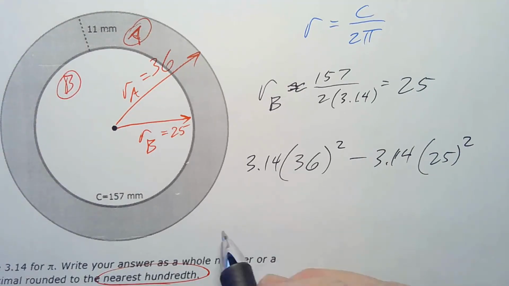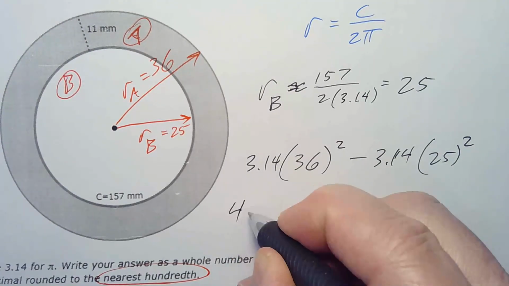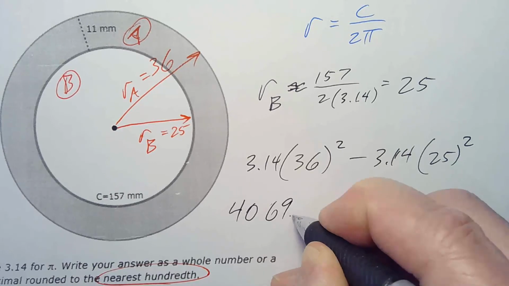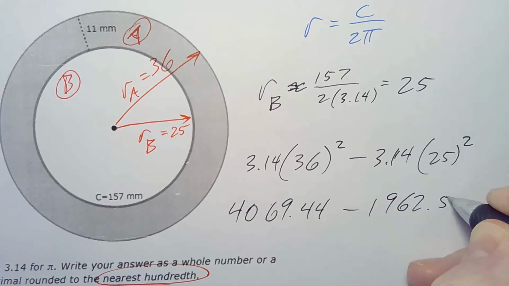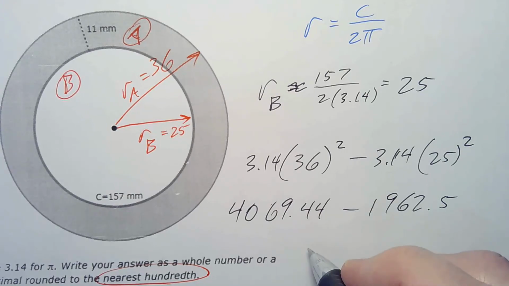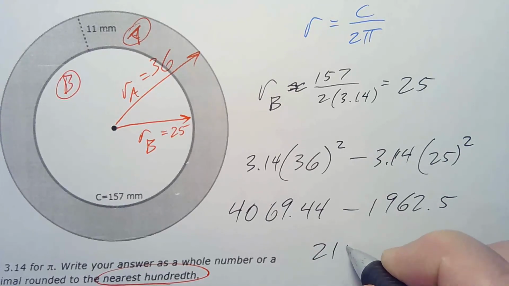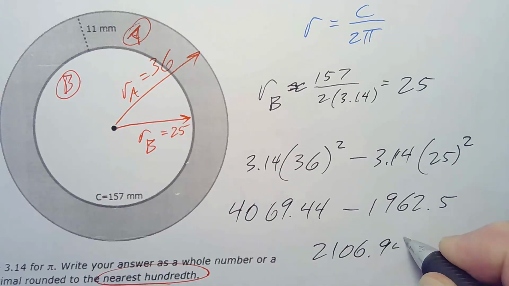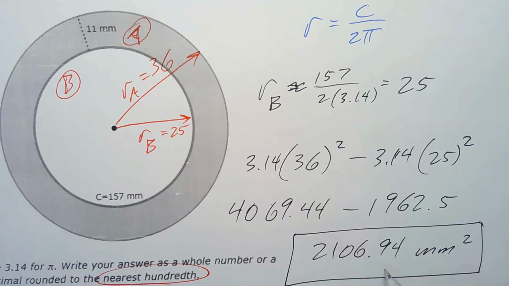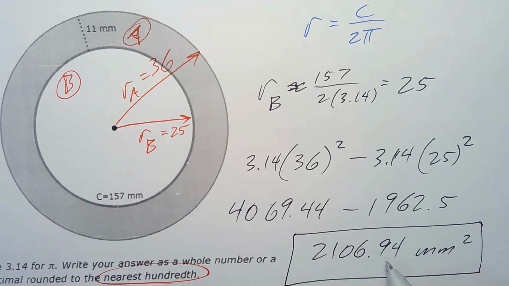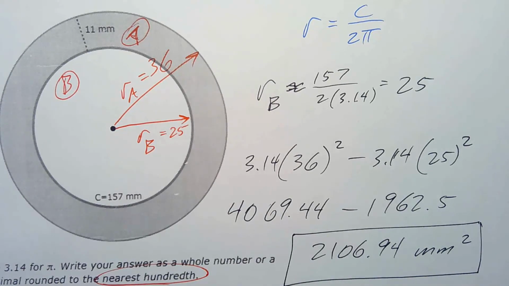Okay, same kind of thing. You're going to find out I'm going to get 4,069.44 minus 1962.5. When you subtract them, you will get 2106.94, and that, again, make sure you use the units, is millimeters squared. Now, it was hundredth. That's actually the way it turned out, so I didn't do any rounding, but this is how you do the last problem.